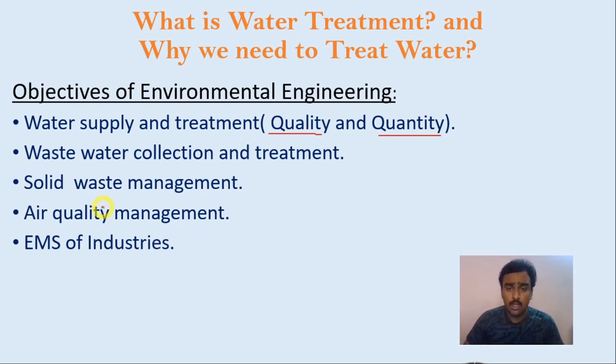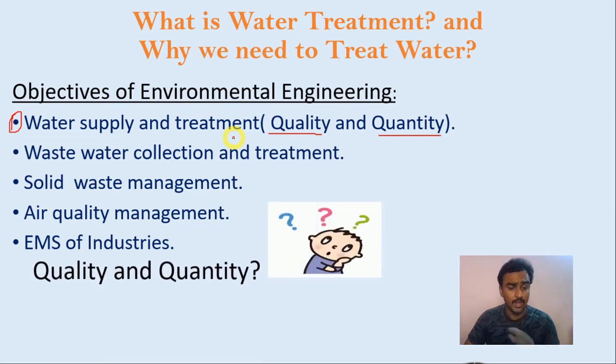As far as water treatment and supply engineering is concerned, I am concentrating on the first objective, that is water supply and treatment. If you consider this, there are two very important things, that is quality and quantity. The question is, what is quality and what is quantity? If the water gets polluted, if water contains pathogenic bacteria, it will cause waterborne diseases.